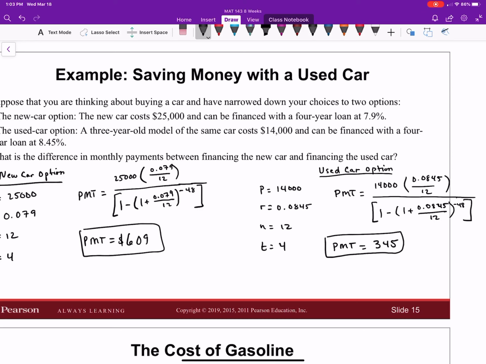Now we need to look at what is the best option. So the best option for some people may be doing the payment of $345, or it could be doing the payment of $609. Now let's look at the difference between the monthly payments. So we have $609 minus $345, and that gives me around about $264. So I can save $264 a month by using the used car option.